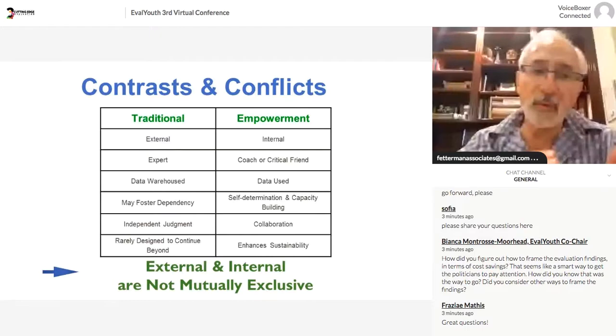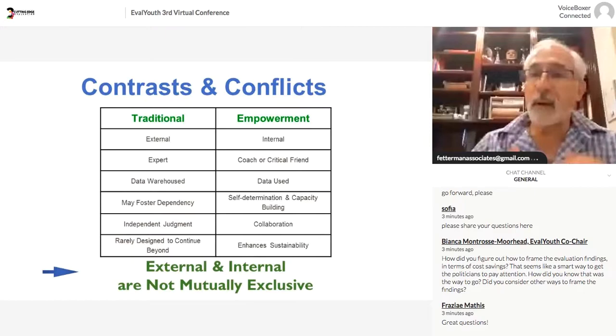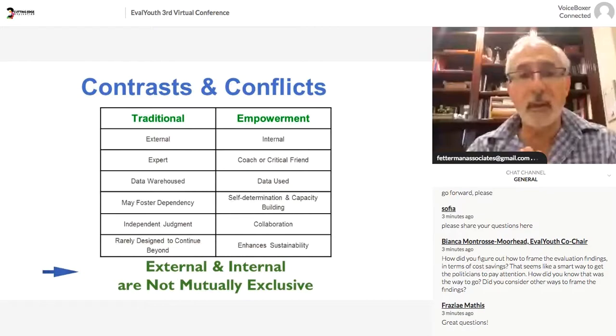But I'll briefly mention, usually you're external if you're traditional, internal if you're empowerment. You're the expert who knows sort of everything over here for a lot of traditional work. And in empowerment, you're a coach and critical friend helping them out. In traditional forms of evaluation, we do a phenomenal job of collecting information, survey, you name it. And the problem is we do it correctly, but from a client perspective, community perspective, it's often seen as warehouse, because it's not in time with their decision making. So that's a significant issue in the field. We may foster dependency also in the traditional forms of evaluation. In empowerment, you're building capacity, helping people learn how to do this themselves.